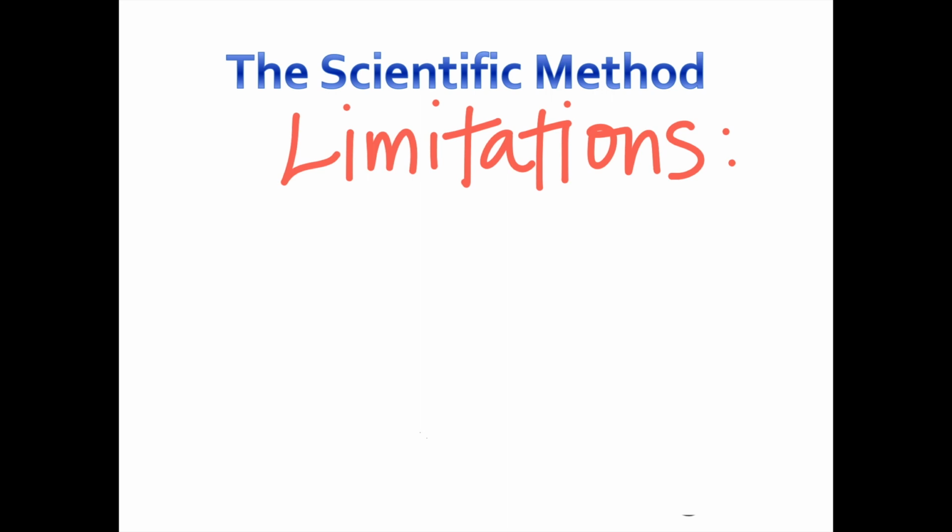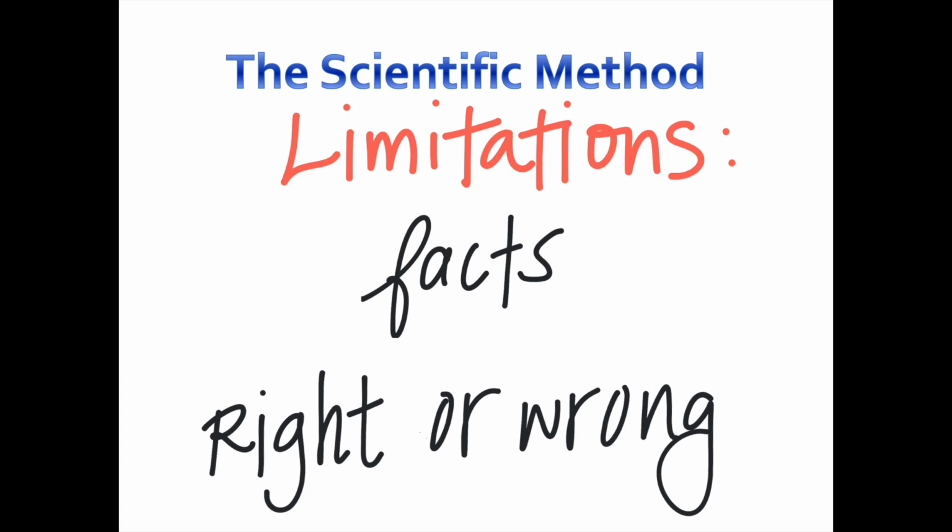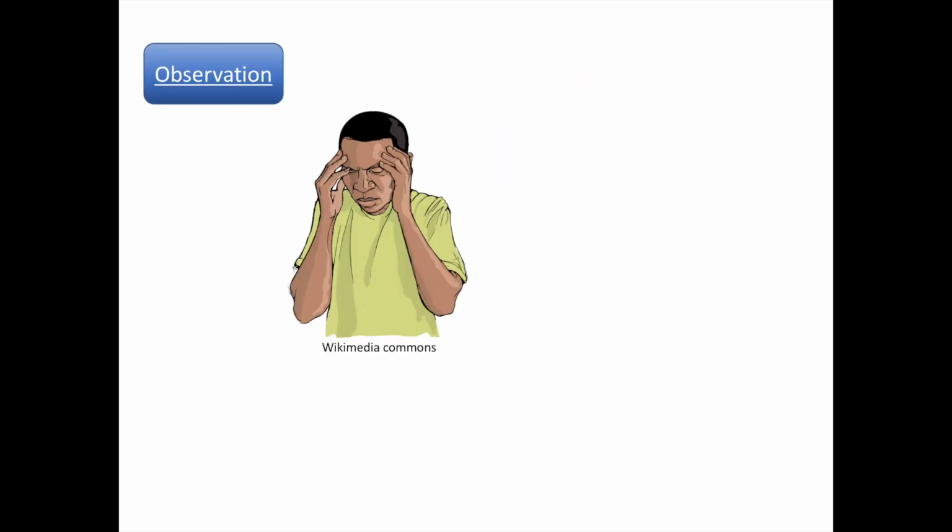Before we go forward, I just want to point out that the scientific method does have certain limitations. While it can provide us with facts, it certainly cannot tell us what is right or wrong or define a course of action. That is outside the scope of science. However, by providing us with accurate information, it allows each of us to formulate our own opinions about what we may feel is right or wrong. So let's take a look at how the scientific method works.